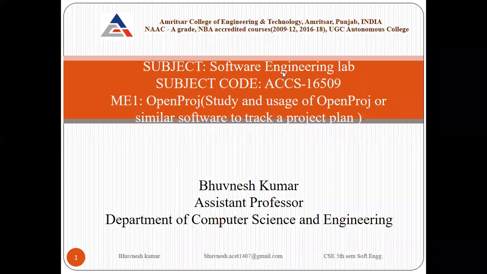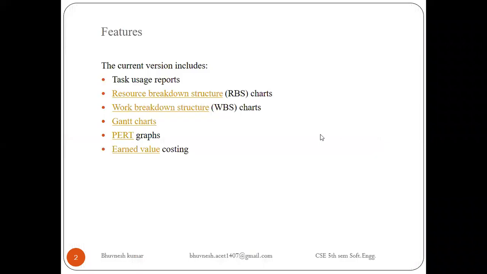Further in this, we have studied that there are further columns or concepts in OpenProj. First, the task usage report is generated. We will mention a task, and different tasks are distributed to different persons. Their reports can be generated, their resource breakdown structure can be created, resources can be given to each task, and their chart should be maintained in this OpenProj tool.